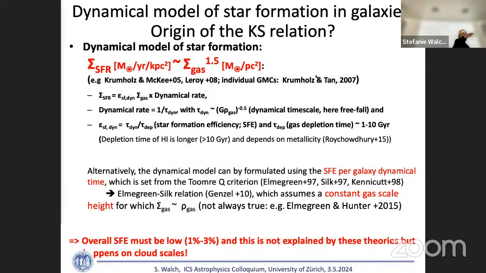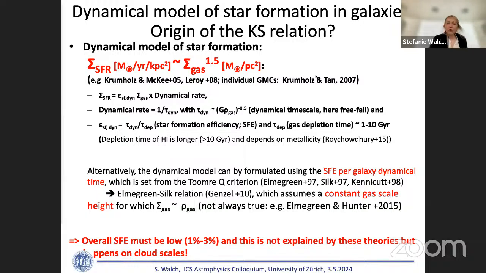But then this drops out of nowhere, basically, that this depletion timescale is so long. So basically, this theory can explain the slope of the Kennicutt-Schmidt relation, but it cannot explain why star formation is so inefficient. So the inefficiency must happen on the small scales in molecular clouds.